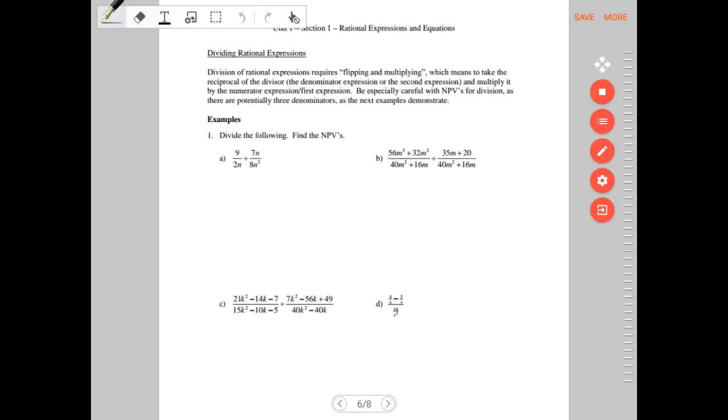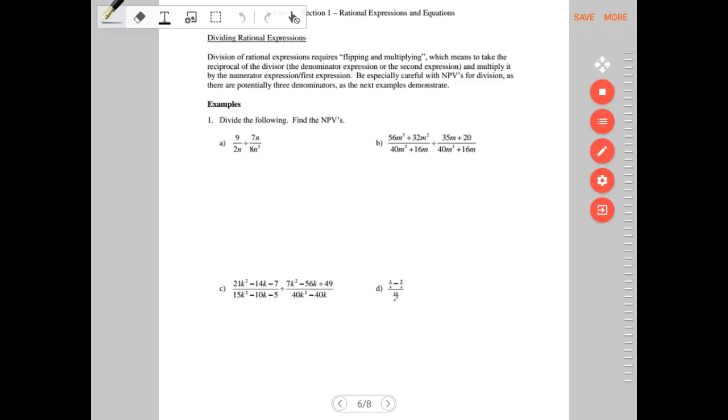Okay, when we're dividing rational expressions, again, we do something called flip and multiply. Flipping means to take the reciprocal of the divisor. The divisor is the second expression, or if they're written top over bottom, it is the denominator of them, okay? All right, so in this question here, we have 9 over 2n divided by 7n over 8n squared. So this is my second term, this is my divisor, so I'm going to flip and multiply by it.